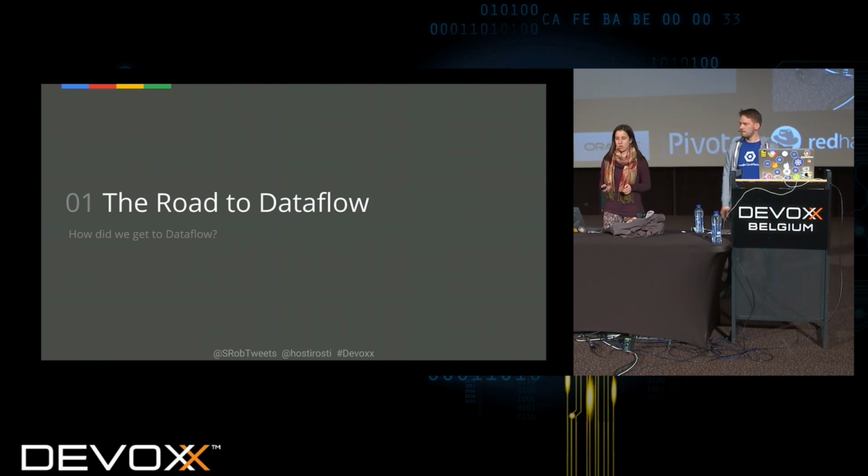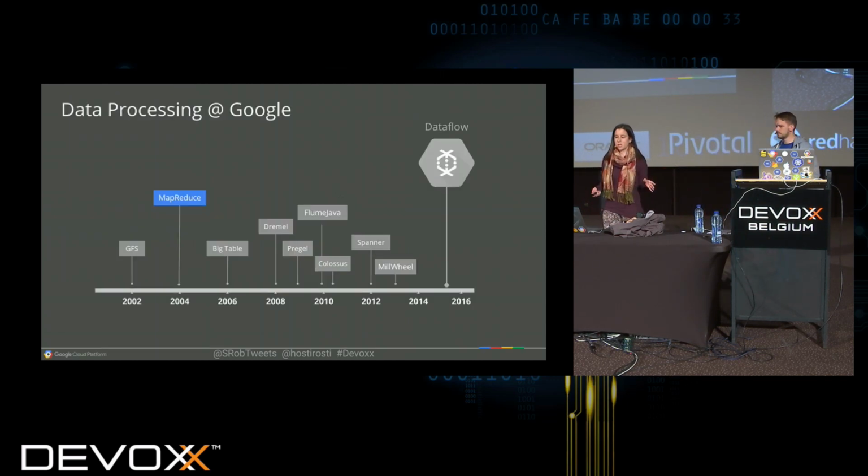Thanks, Robert. So we have a timeline here, and I'm going to start with MapReduce, which was a paper that was published by Google in 2004. And the big change with MapReduce is that instead of running a job on one computer to process data, you could distribute the job and run it on many machines in parallel.